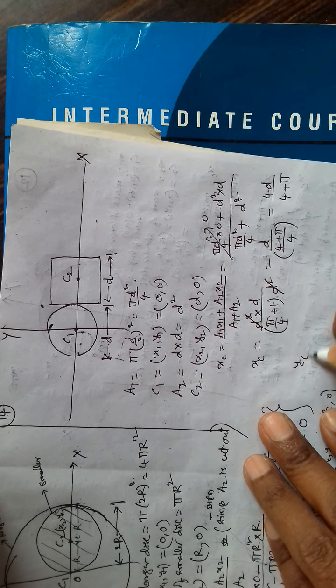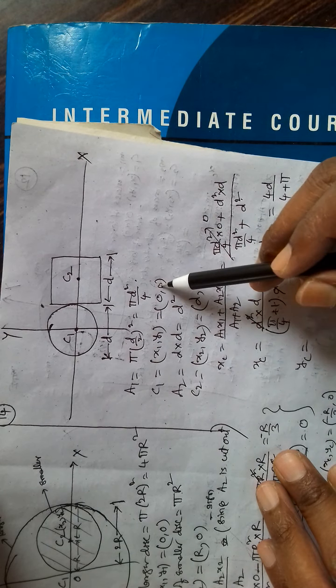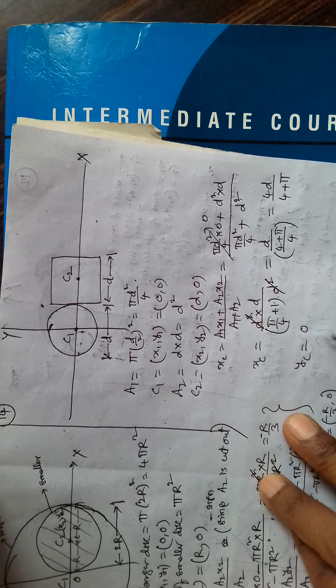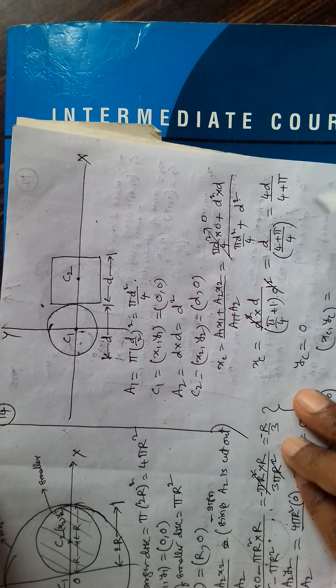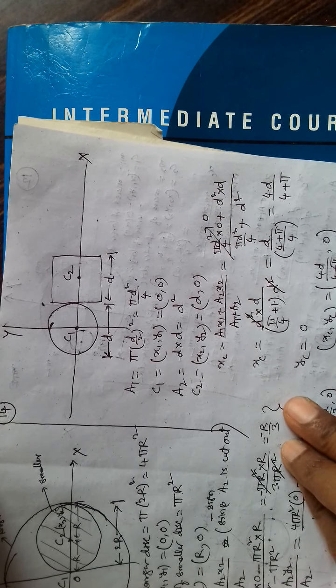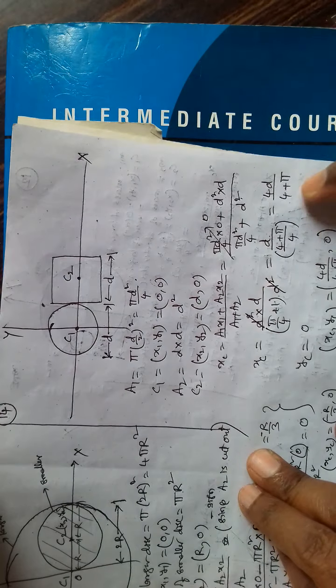Now yc, see here, y1 and y2 are 0, therefore yc also will be 0. So xc, yc is equal to 4d by 4 plus pi comma 0. So this is the center of mass of this combination.